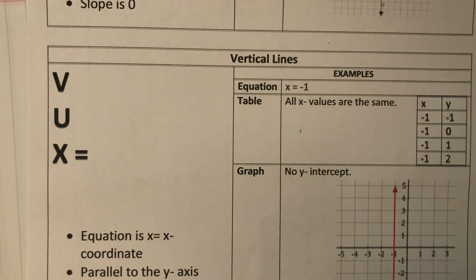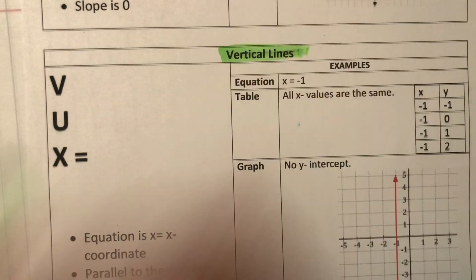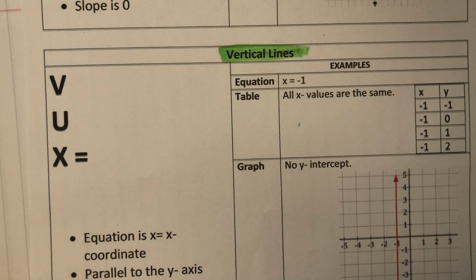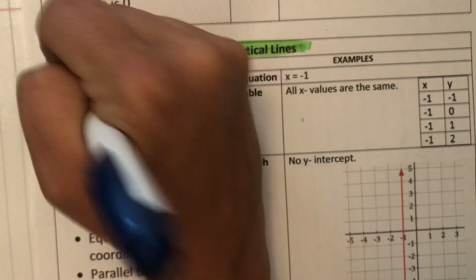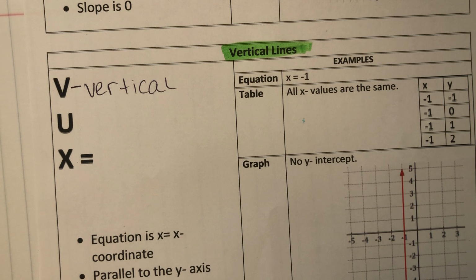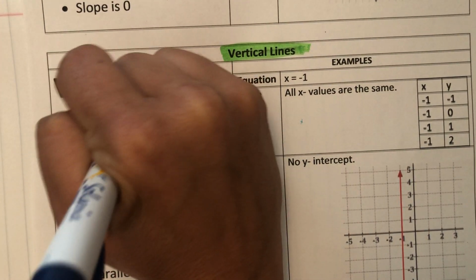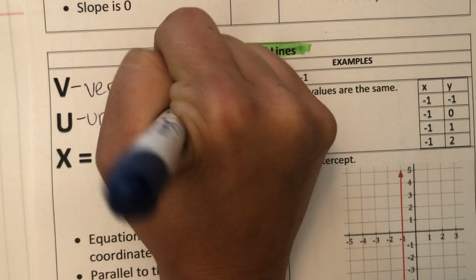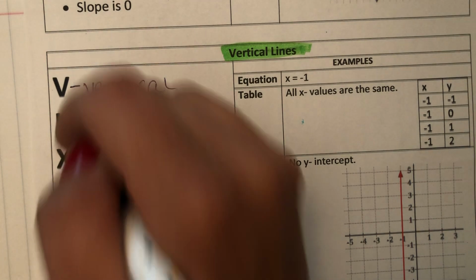And we have another acronym we're going to use for vertical lines, and that is VUX. V-U-X, VUX. And you guessed it, the V stands for vertical. So that lets us know it's a vertical line. The U lets us know what our slope is, and U stands for undefined. The X lets us know what our equation is going to look like, so it will be X equals a number. So this is our equation.